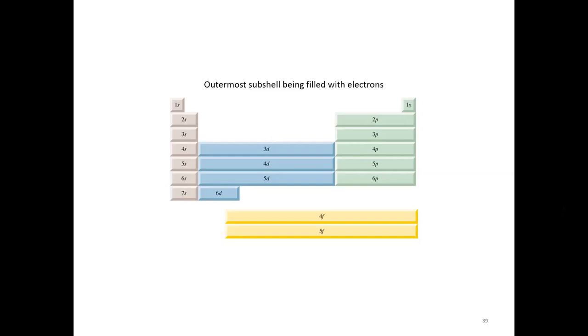Not only that, but the outermost subshell being filled corresponds to actually the number of the period. And we're going to call that the valence shell or the valence level. This is essentially the highest energy occupied level or shell.